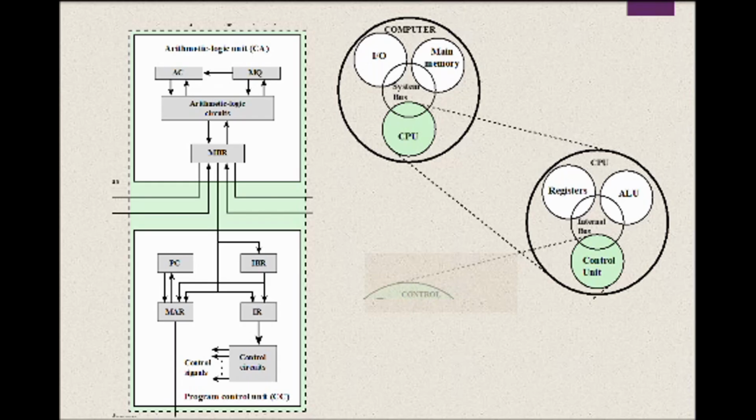For the decode part, now the CPU needs to understand what we mean by this add 100. What does it mean? So the control unit inside the CPU decodes the instruction, and it recognizes the add, which is an arithmetic operation, and the 100 as the data going with this instruction.